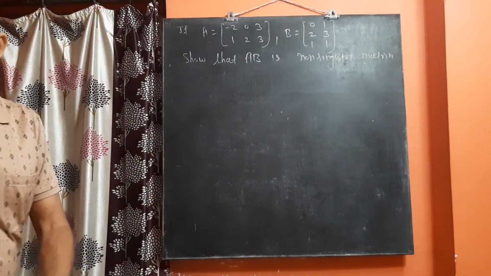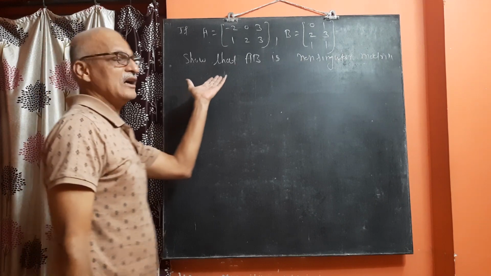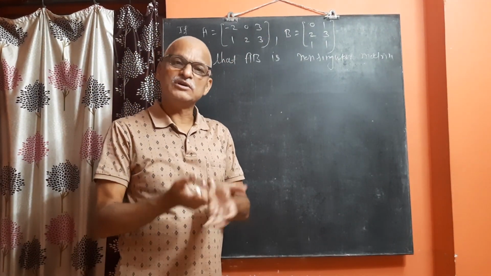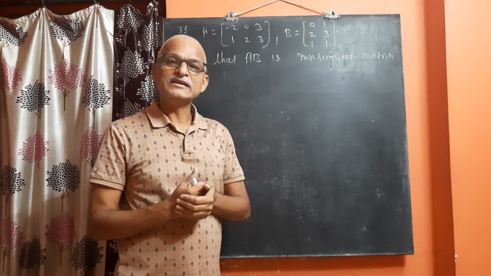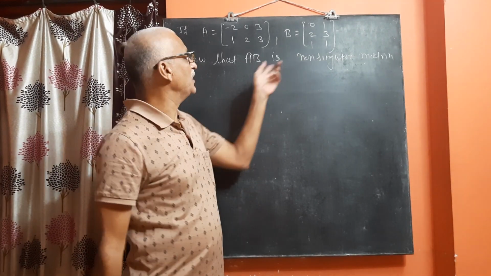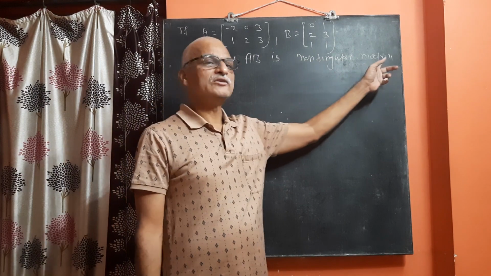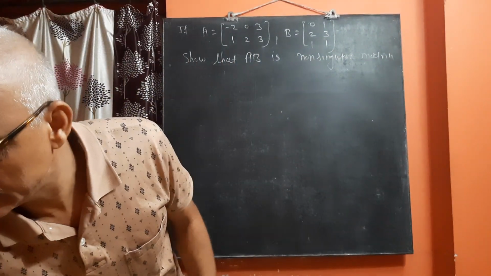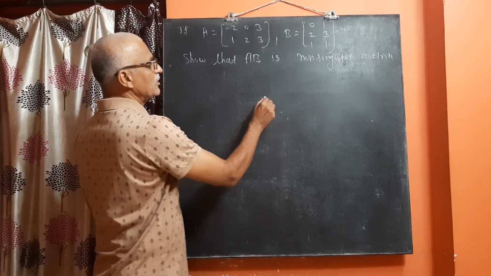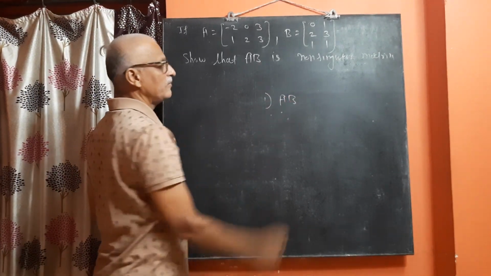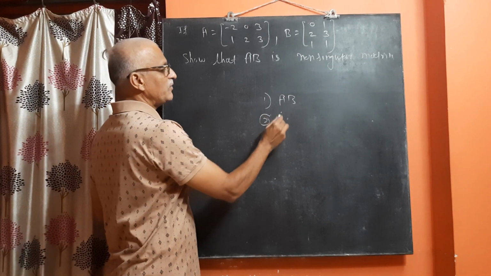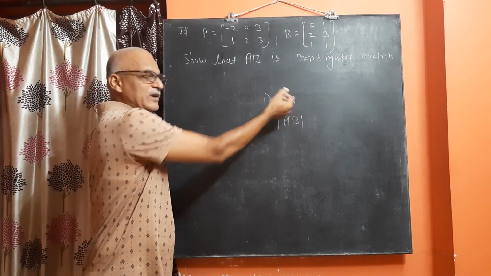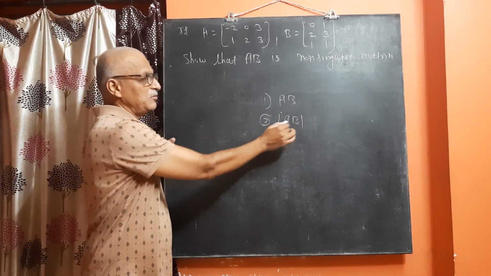As I told you on the very first day, if your definitions and types of matrices are well remembered, then you know exactly what to do and what to show. Now here we have to show that AB is a non-singular matrix. That means there are two steps. The first step is to find AB, and the second is to find the determinant of AB.